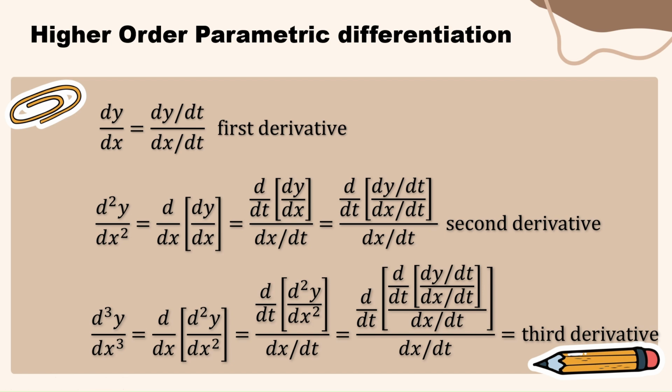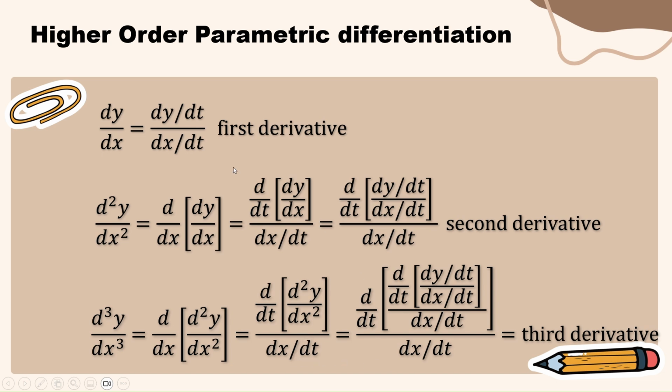And that's it. That is possible because the first derivative is also with respect to time. So to get the second derivative, that's simply getting the derivative of the first derivative with respect to time, then divide it by dx over dt. Then, to get the third derivative of our parametric equation, we're just going to get the derivative of the second derivative with respect to time, then divide it by dx over dt.